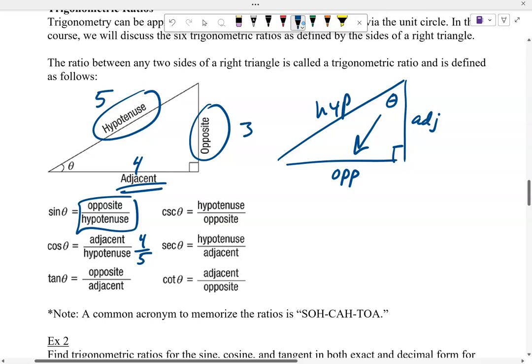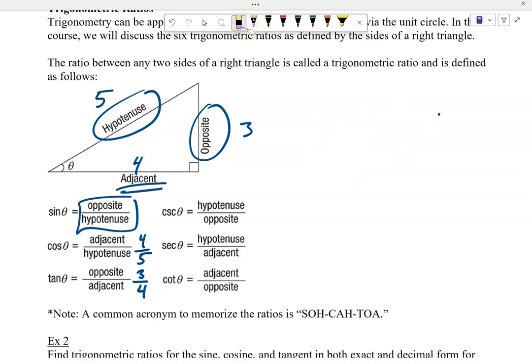The tangent of theta here would be 3 over 4 for the opposite over the adjacent. And then the sine is the reciprocal of the cosecant. So the cosecant just flips over the sine. So instead of opposite over hypotenuse, it's hypotenuse over opposite. So instead of 3/5, opposite over hypotenuse, this would be 5/3.